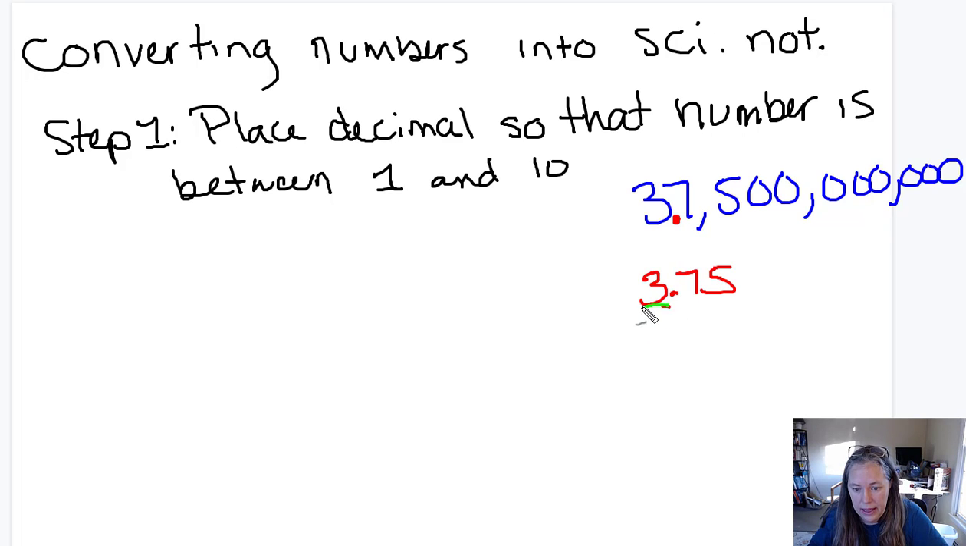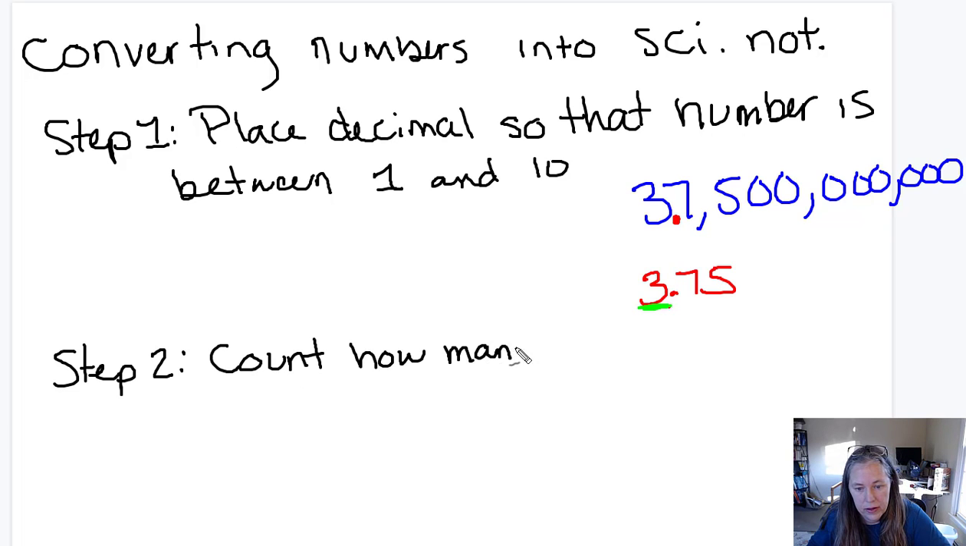And the tens place is not going to be filled. So you want a number in the units place and then a decimal. Okay. Step 2. Count how many places you moved the decimal.